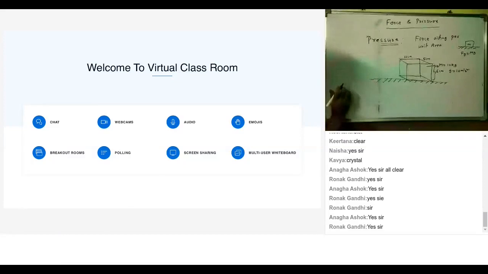Now, find the pressure applied by the cuboid. So I have a block of mass 10 kg, which has dimensions 10 into 5 into 6. I'm placing this on the ground as shown, where 6 centimeters is perpendicular to the ground. Now, what are you required to find? You're required to find the pressure applied by the block on the ground. I hope the question is clear to everyone.